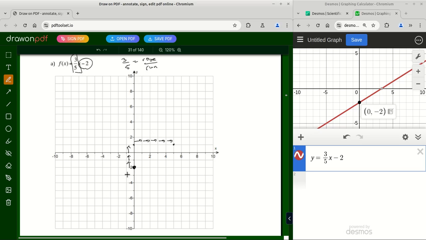So here we go. It's close enough. And notice there is that other point right here. Can I get there? Come on. There we go. 5, 1. Okay. So that's what you do here in my math lab.